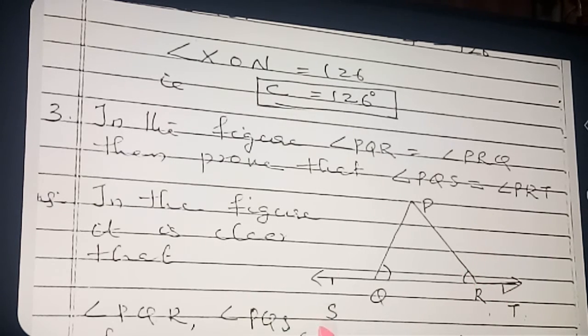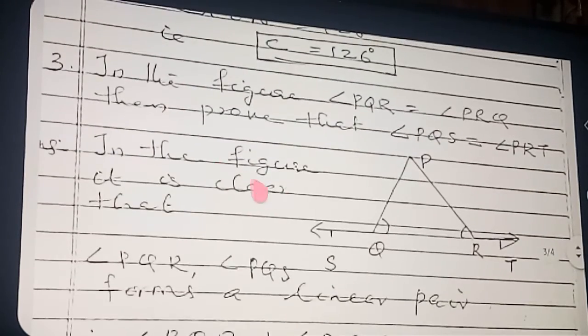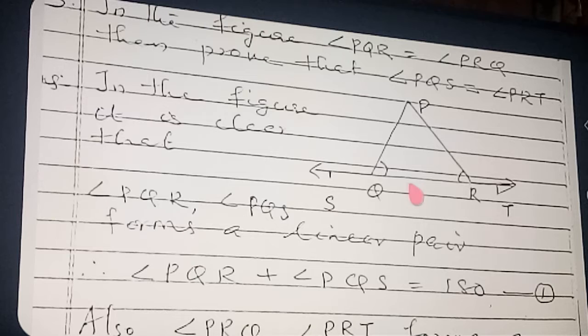Now you can see the calculation downside. Listen properly to the calculation. Okay, it is a rider only. This type of rider will come for the exam also. See the question. In the figure it is clear that angle PQR, that means the pointed angle, and angle PQS, this angle, both form a linear pair. Understood that step? They form a linear pair, no? So what is their sum? 180. Angle PQR plus angle PQS, how much is coming? 180. I kept it as equation number 1.